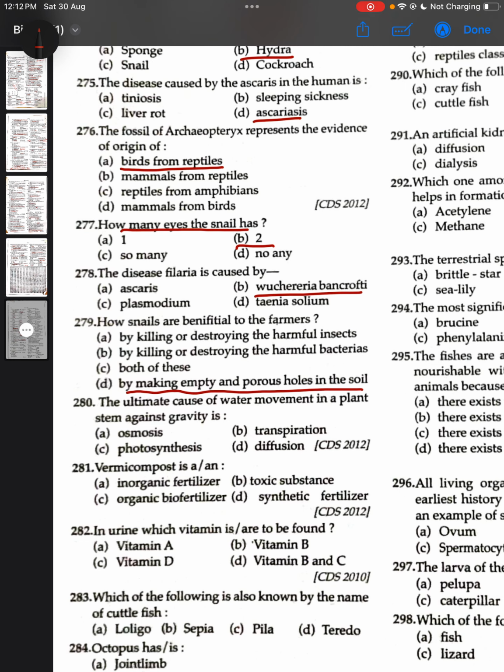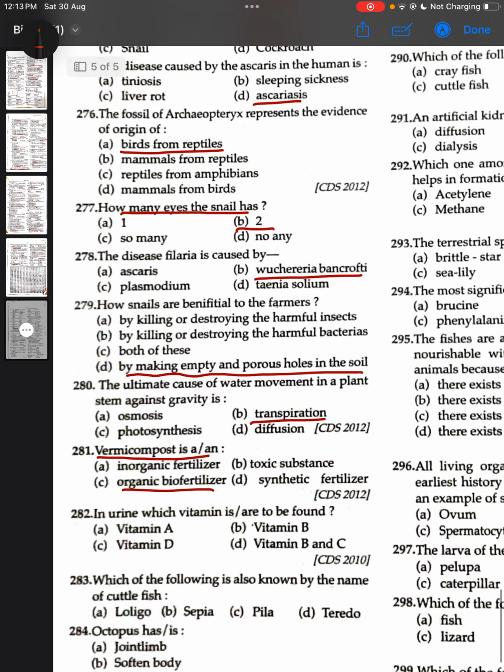The ultimate cause of water movement in a plant stem against gravity is transpiration, and transpiration is the evaporation of water from the leaves. By the process of transpiration, it creates a negative pressure or pull that draws water from the root through the plant xylem vessels, and this phenomenon is known as the cohesion tension theory. Vermicompost is an organic biofertilizer.